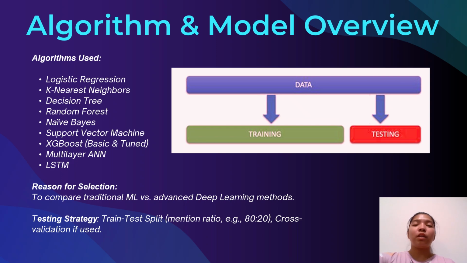Why these algorithms? Traditional machine learning models are lightweight, interpretable, and work well on structured datasets. Deep learning models like ANN and LSTM are more advanced, capable of capturing complex patterns but require larger datasets. Training strategy: we used an 80-20 train-test split for initial evaluation. In addition, cross-validation was used for some models to ensure consistent performance.